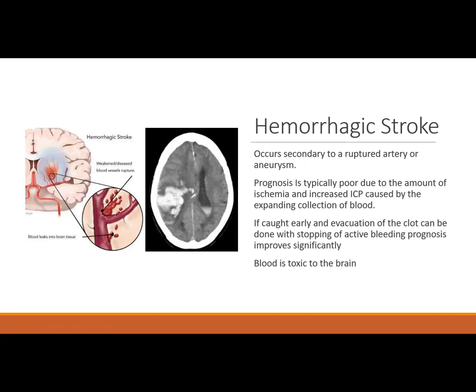Now, if it is caught early and you're able to take the clot out, with stopping of active bleeding, prognosis improves significantly. That's why with these brain attacks, we try to hurry and get the patient to imaging as fast as we can. And remember that blood is toxic to the brain.